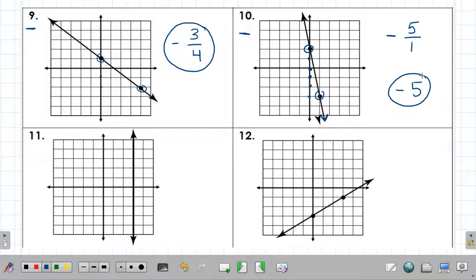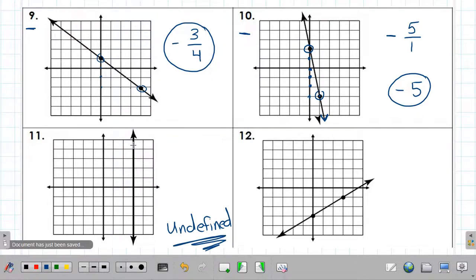Then we get to number 11. And once again, you technically shouldn't have to do any calculation on this one because you see the line. It's going straight up and down. That should be an automatic indicator that this is undefined. It does not have a slope.